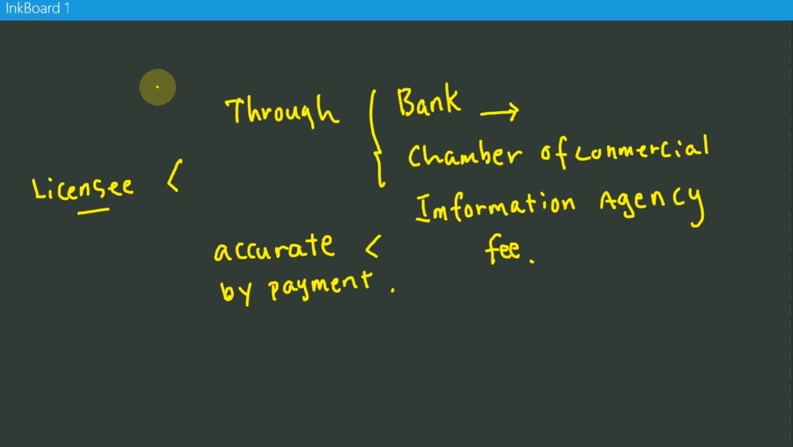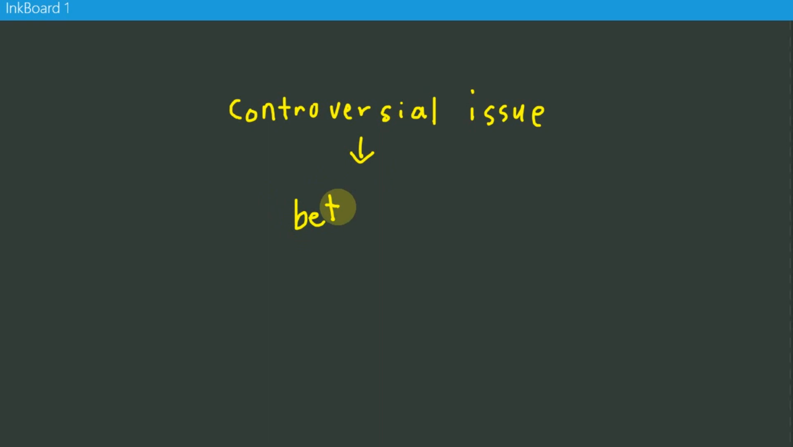One controversial point regarding licensing. We might have controversial issues regarding licensing. We have betrayal behavior, right? Betrayal behavior.